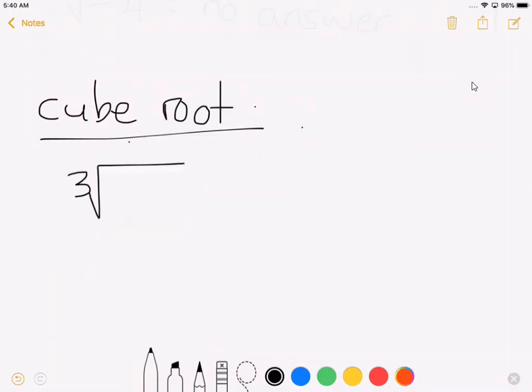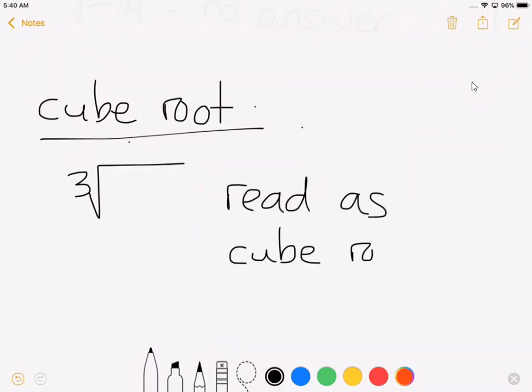You read this as the cube root of a. But what does that mean?